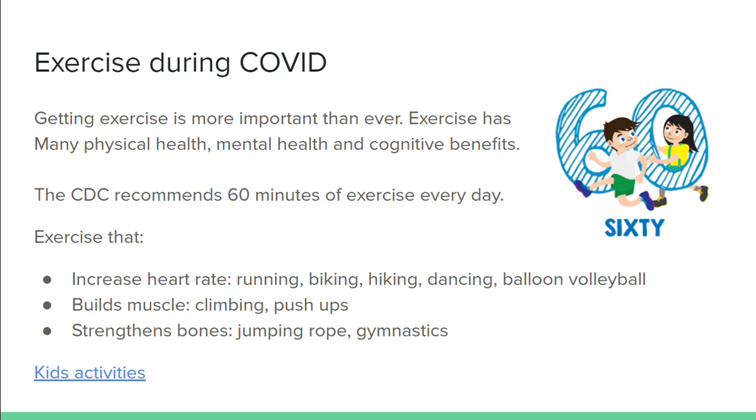Building muscle through climbing or push-ups, and then strengthening bones, so using those big joints, and that can be done through jumping rope or gymnastics. Now, 60 minutes does seem daunting, like a long period of time that your child needs to be exercising, but there's little ways that you can incorporate this into your schedule, and you'd be surprised how fast you get up to that 60-minute mark by just adding little things.